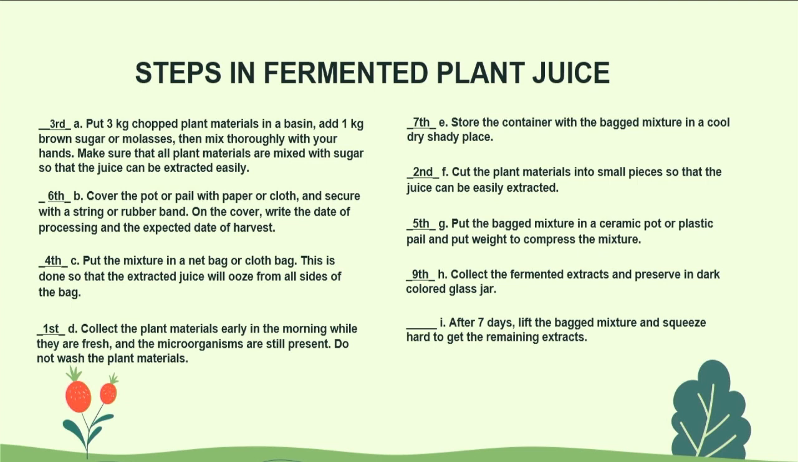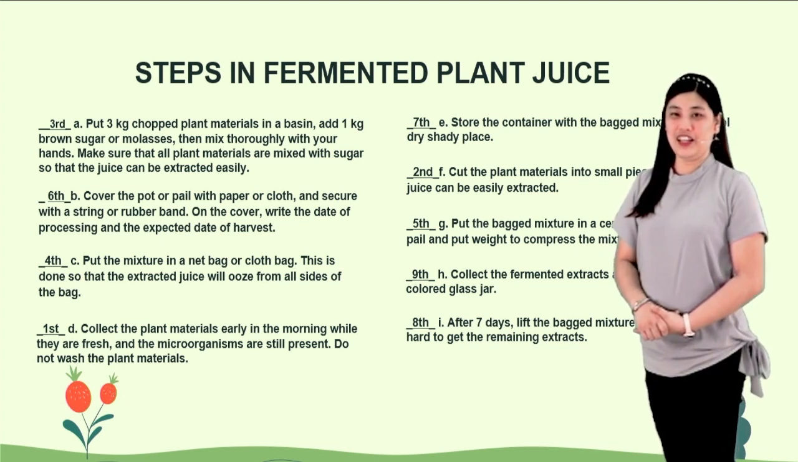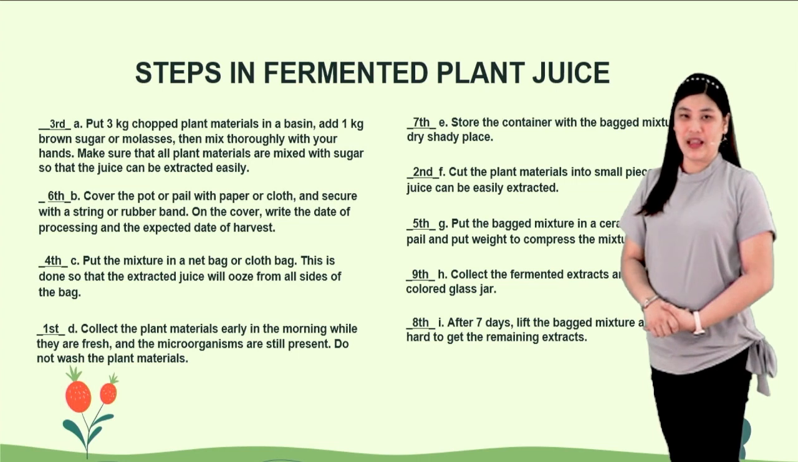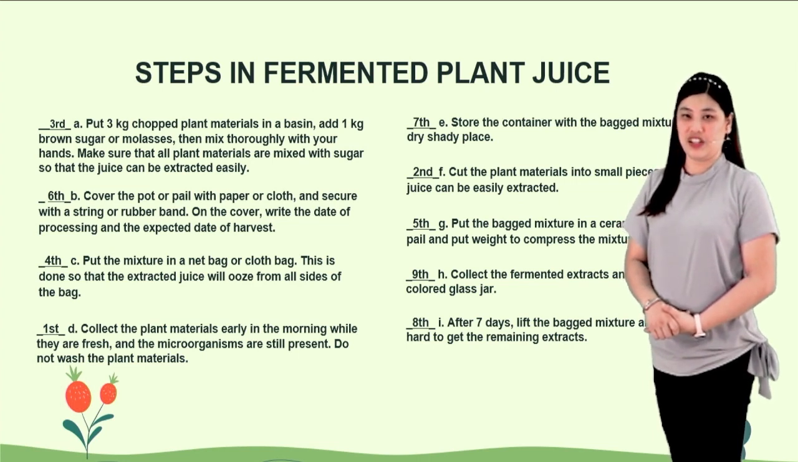Letter I. After 7 days, leave the bag mixture and squeeze hard to get the remaining extracts. What is your answer? You've got it! This is the eighth step in making fermented plant juice. Did you get the perfect score? Wow! Fantastic! I think you are now ready to make your own organic fertilizer or your desired organic concoction depending on the availability of ingredients in your place.